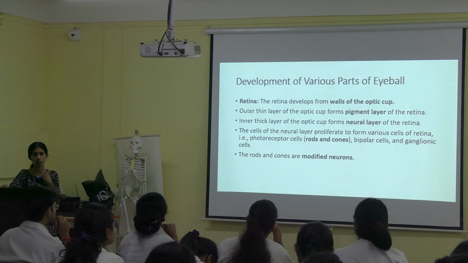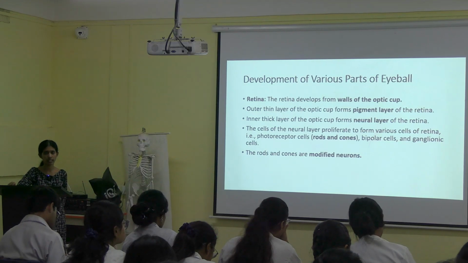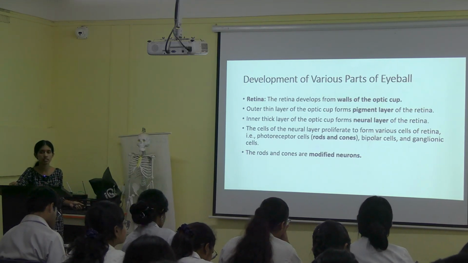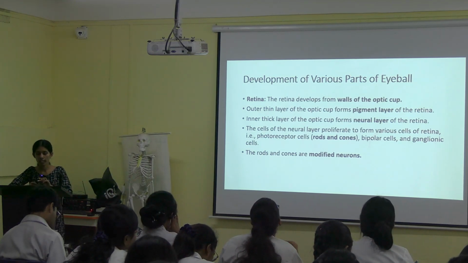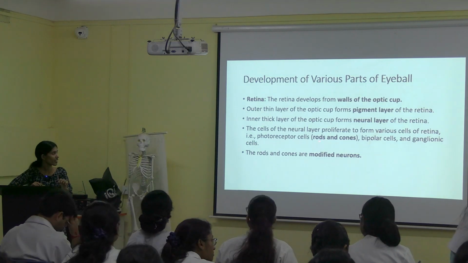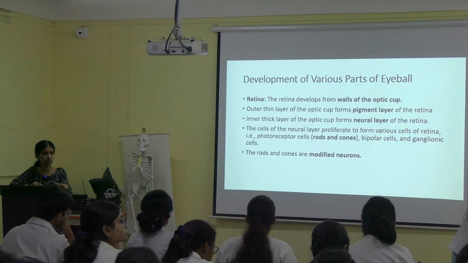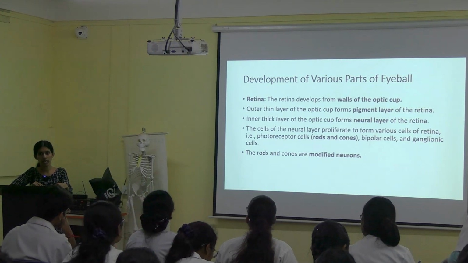What do you mean by modified neurons? Ganglionic cells. Okay, any other answers? But here we have already mentioned the ganglionic cells. Again we are saying that rods and cones are modified. At least, what is the significance of rods and cones in our retina? Helps in light and dark vision.